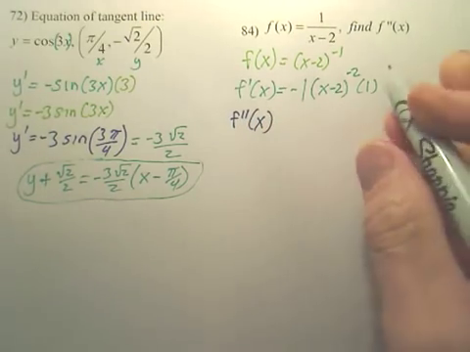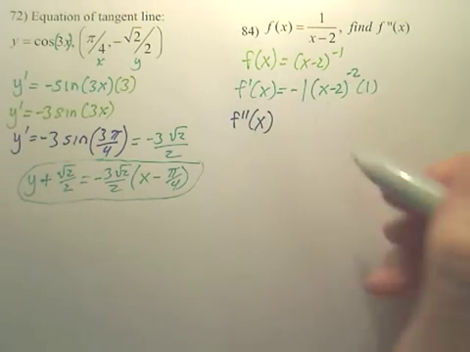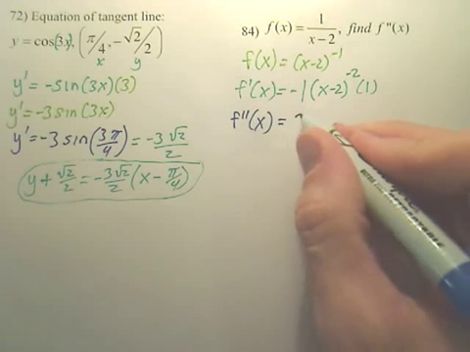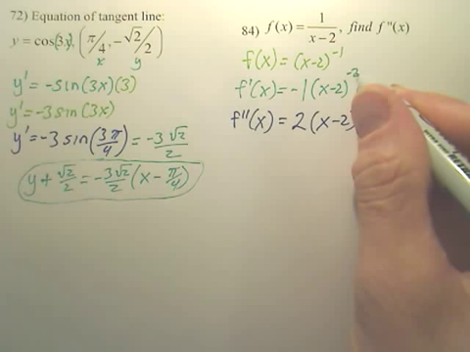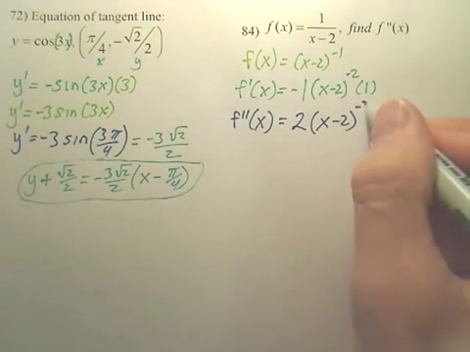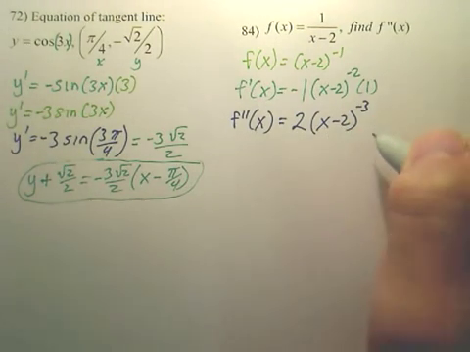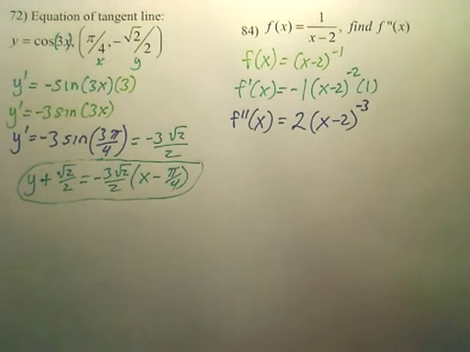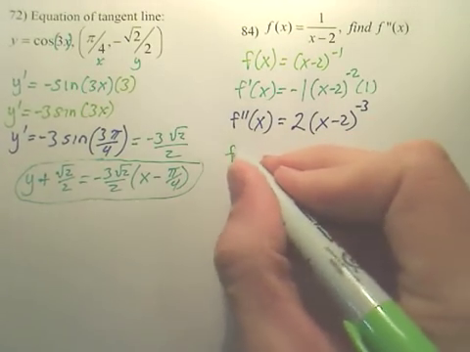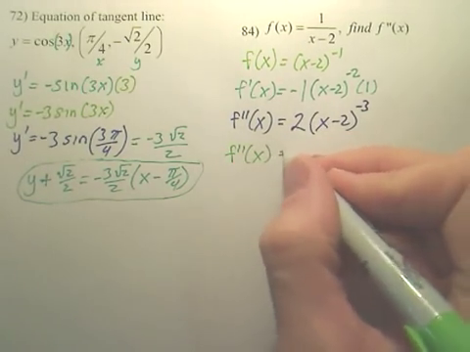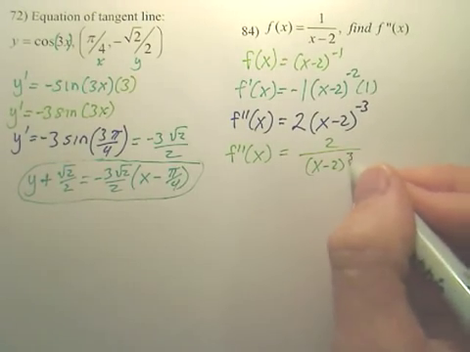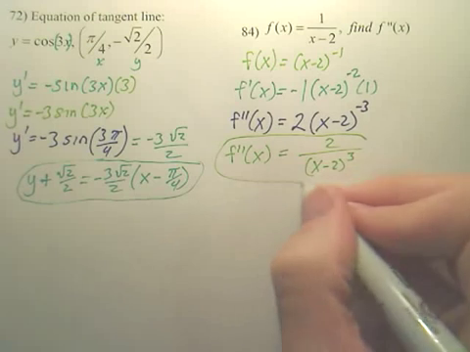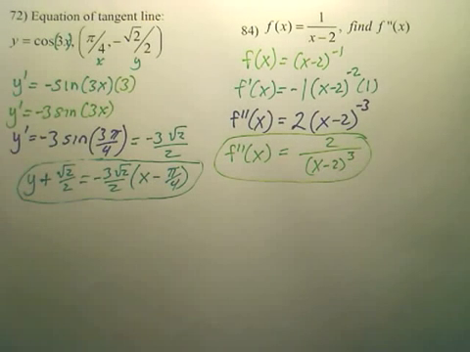Do the second derivative. What's negative 2 times negative 1? Positive 2. Leave the x minus 2. Subtract 1 from that power, so you get negative third. Derive the inside, which is 1, not necessary. That is the answer, but we don't like negative powers. So your answer, 2 on top, x minus 2 to the third. That would be your answer for your second derivative.